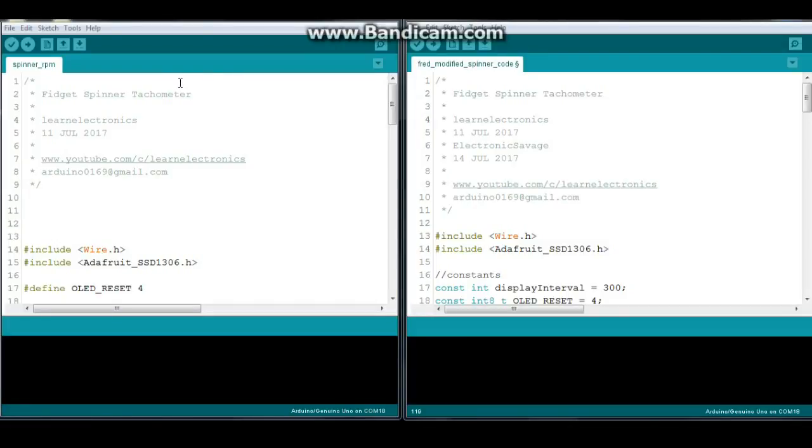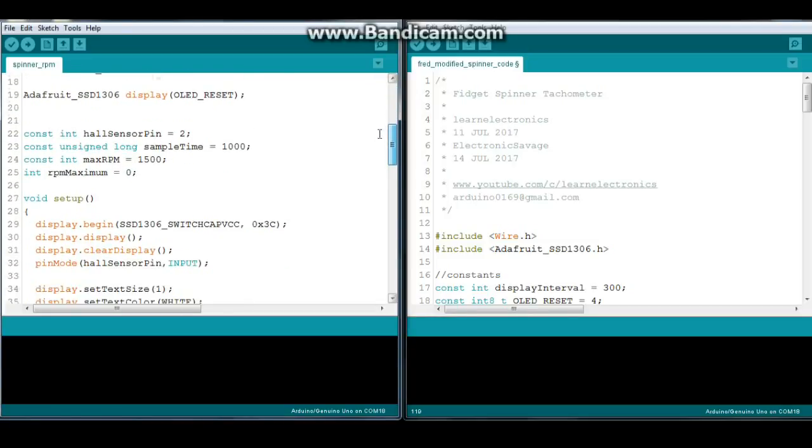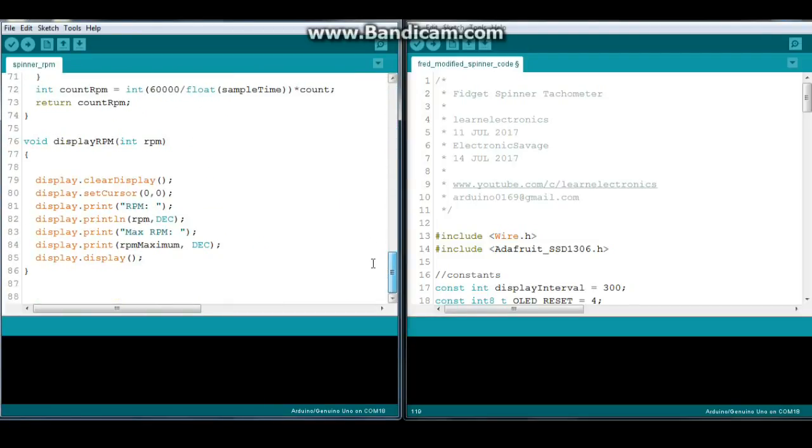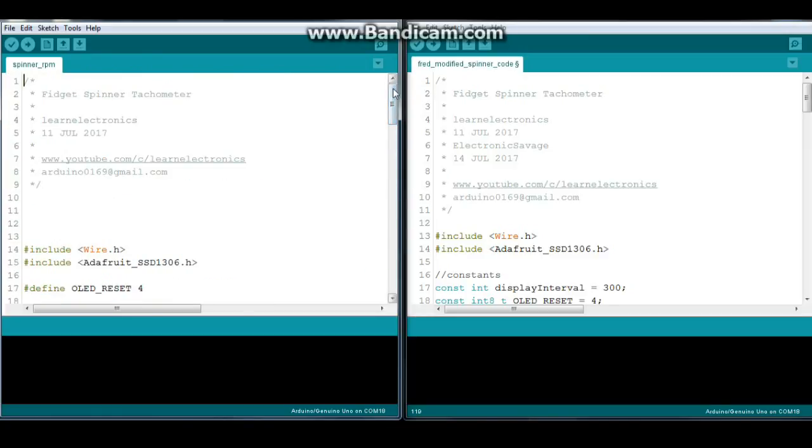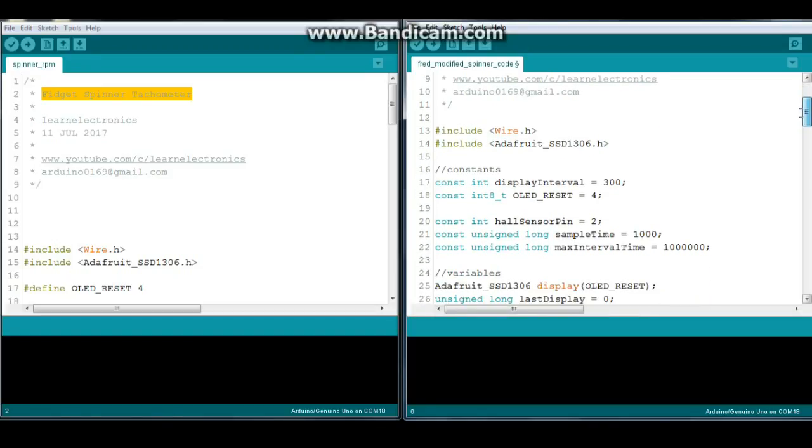All right, you guys remember the fidget spinner tachometer project we did a few days ago. I was talking to one of the subscribers, our friend Fred from Germany, who happens to be a software engineer. Sorry, Fred. And we got to talking about how the code could be better modified. So over here, we have my original code. And then over here, we have the code that Fred has gone through and modified.